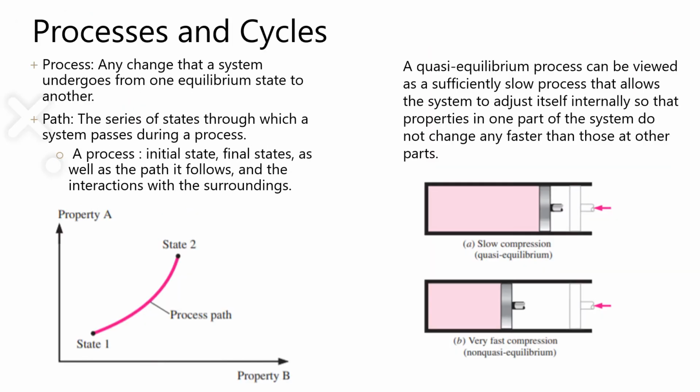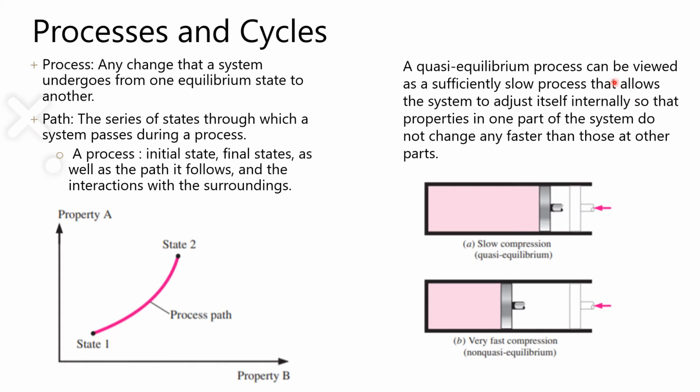Let's discuss process and cycle. Any change that a system undergoes from one equilibrium state to another is called a process, and the series of states through which a system passes during a process is called the path of the process. It is shown in the figure the process between states 1 and 2 and the process path. And to describe a process completely, one should specify the initial and final states of the process as well as the path it follows and the interactions with the surroundings.